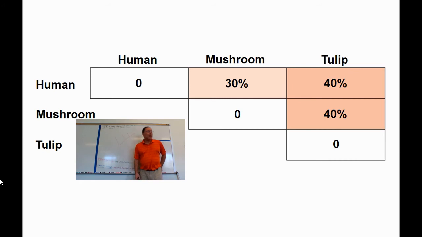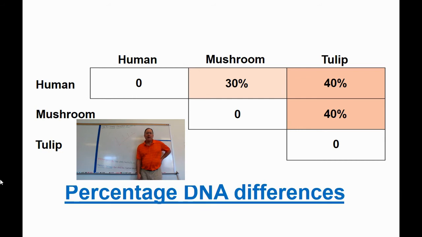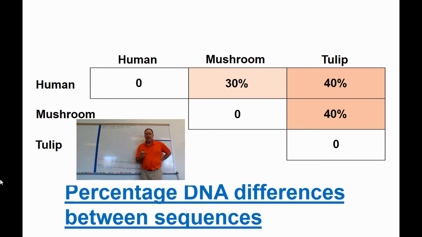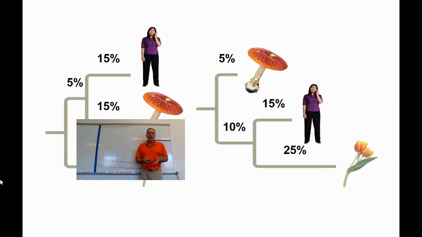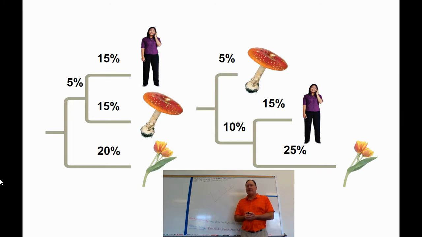Here's an example from the previous textbook. If we compare a human, a mushroom, and a tulip as far as percent DNA differences between the sequences, we say that human and mushrooms are 30% different in their DNA, and a human and a tulip is 40% different in their DNA. We can then look at these two different potential phylogenetic trees for placing evolutionary relatedness of humans, mushrooms, and tulips. And off the top of your head, which one do you think is more correct?